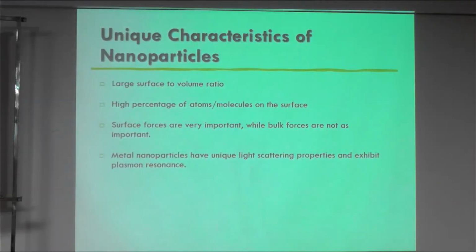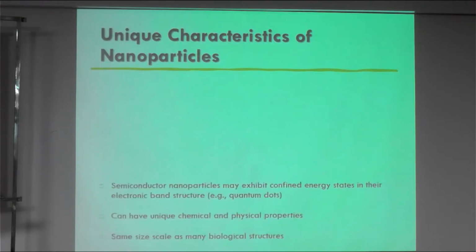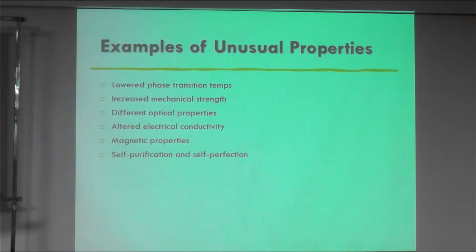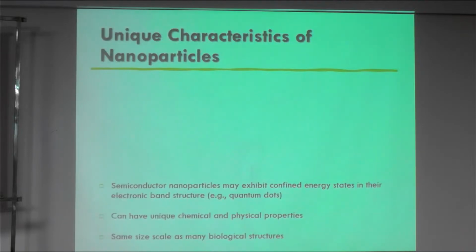Okay, unique characteristics of nanoparticles. When you make it into nanoscale, there is a large surface to volume ratio, which we discussed yesterday. There is a high percentage of atoms or molecules on the surface, and surface forces are very important, while bulk forces are not as important. So metal nanoparticles have unique light scattering properties and exhibit plasmon resonance. Figure here.